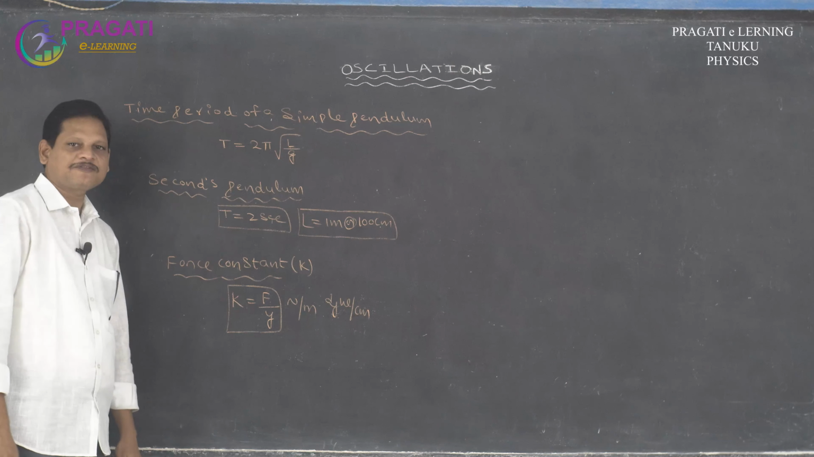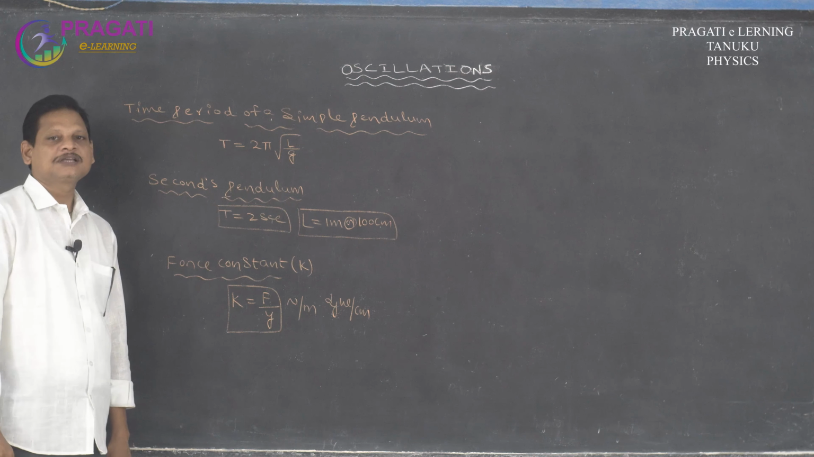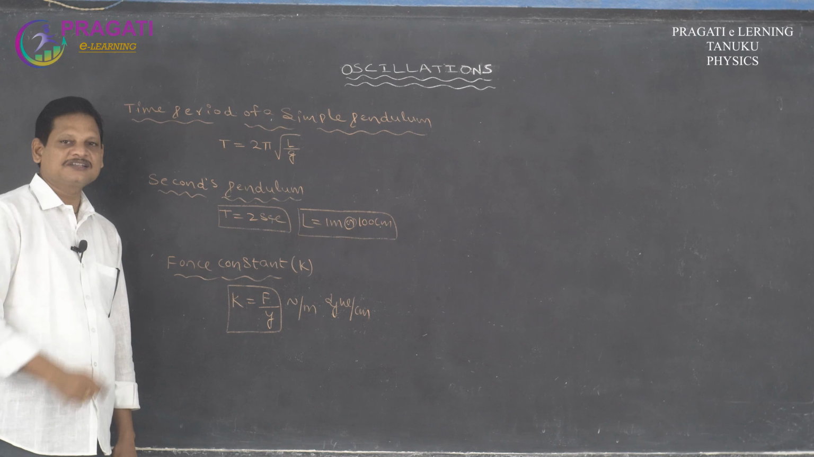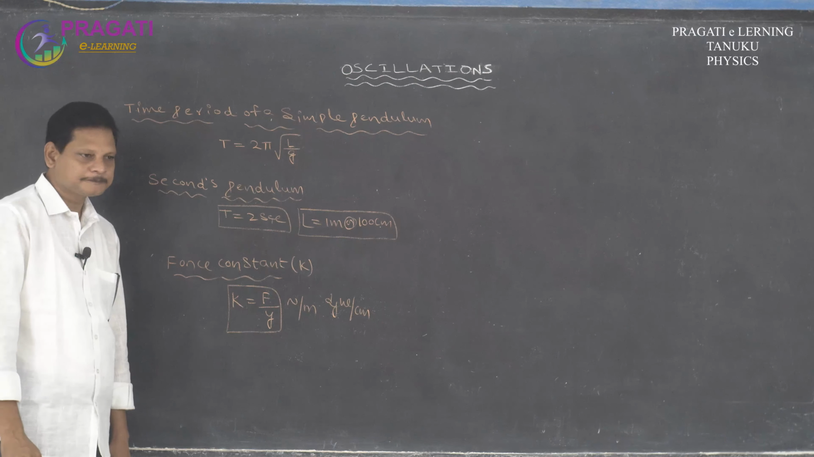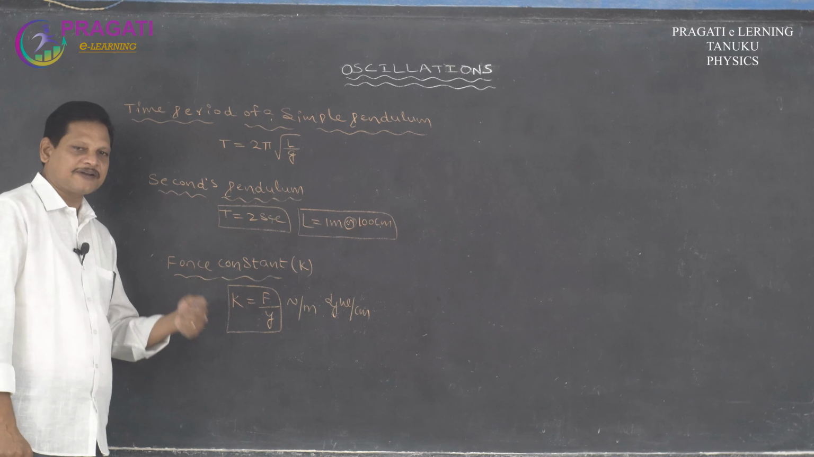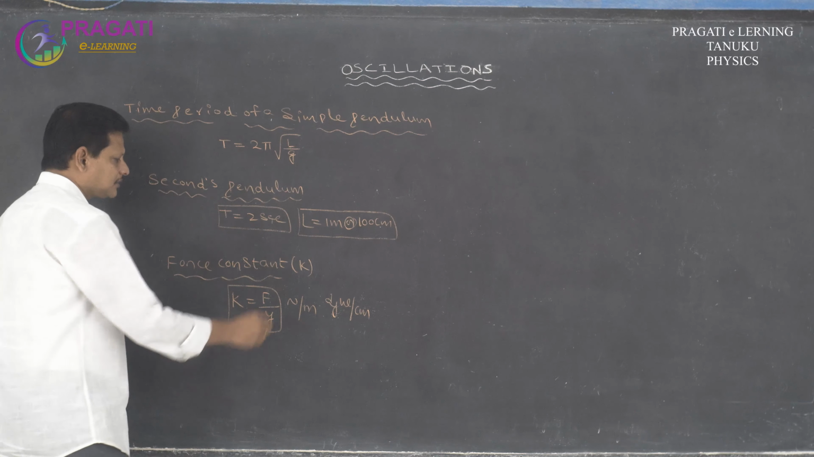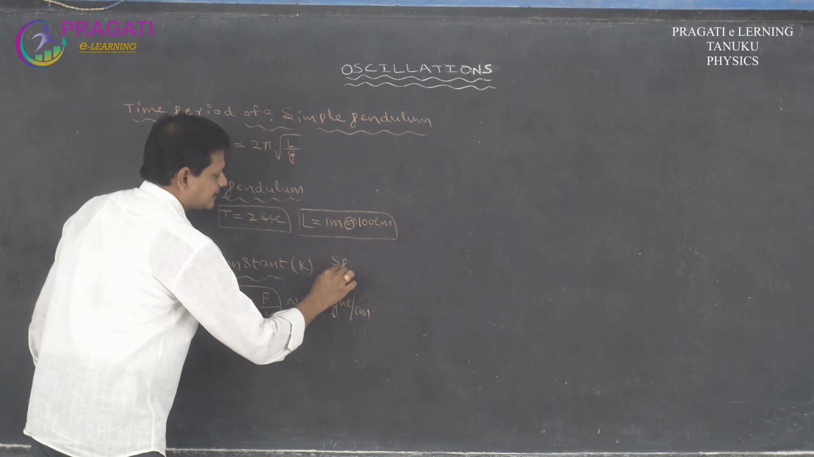The force constant of a spring depends on the nature of the spring, that is the material of the spring, and the stiffness of the spring. It means different materials have different values of force constants. It is also called the spring constant.